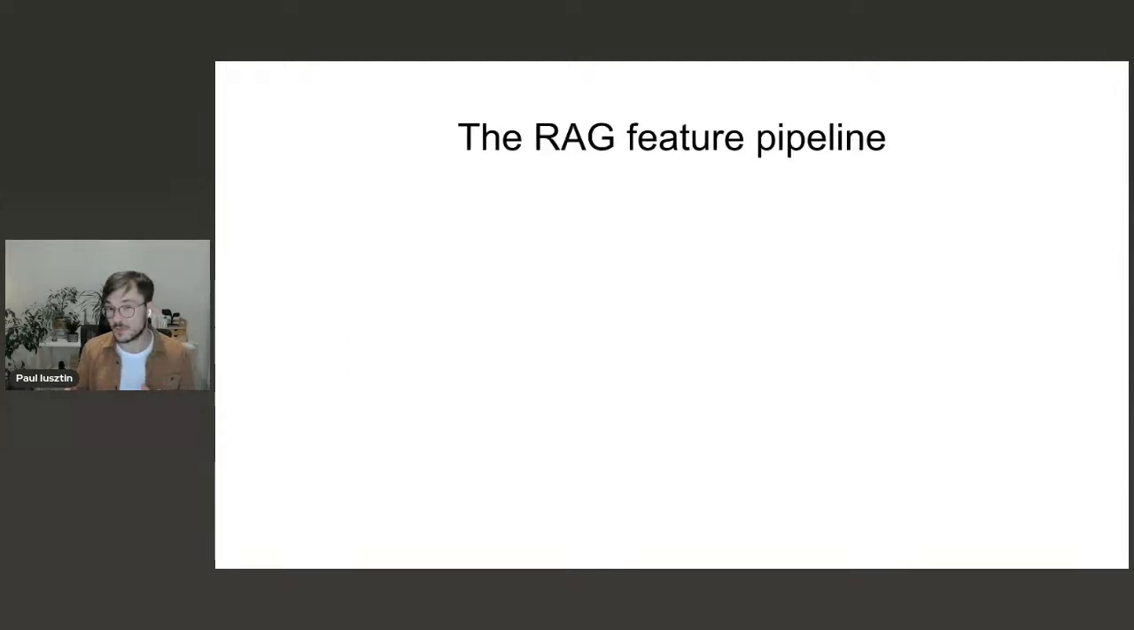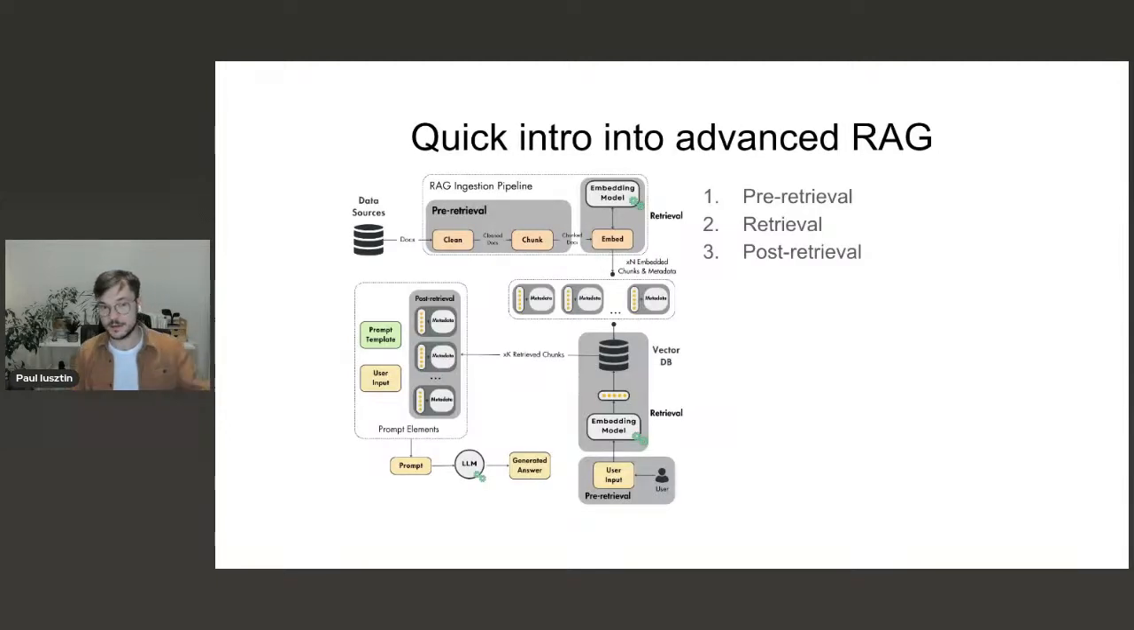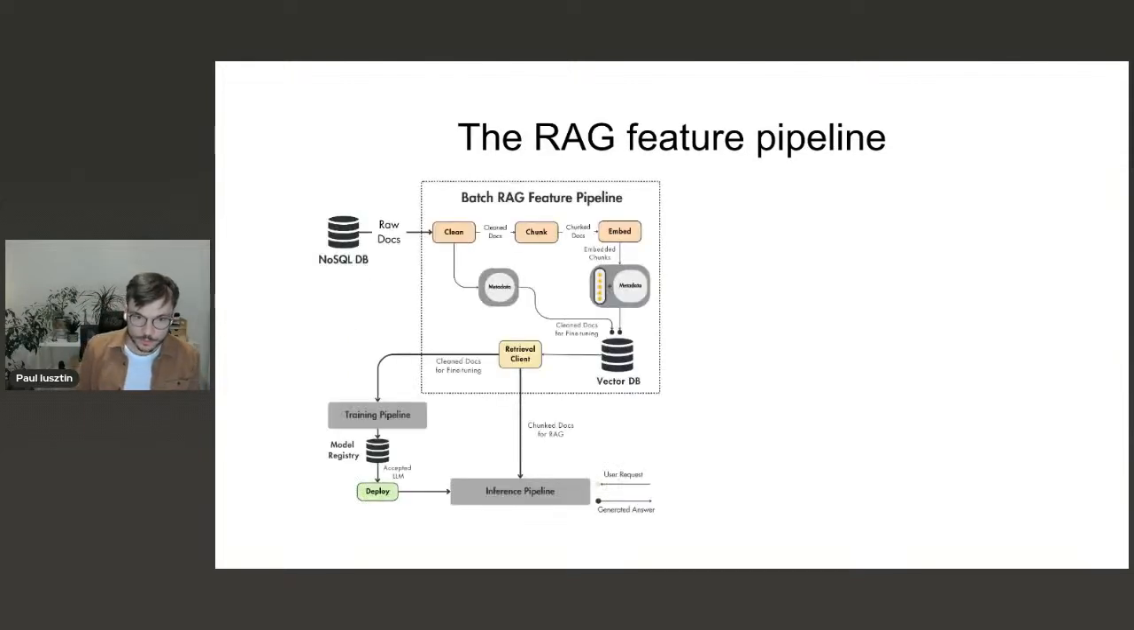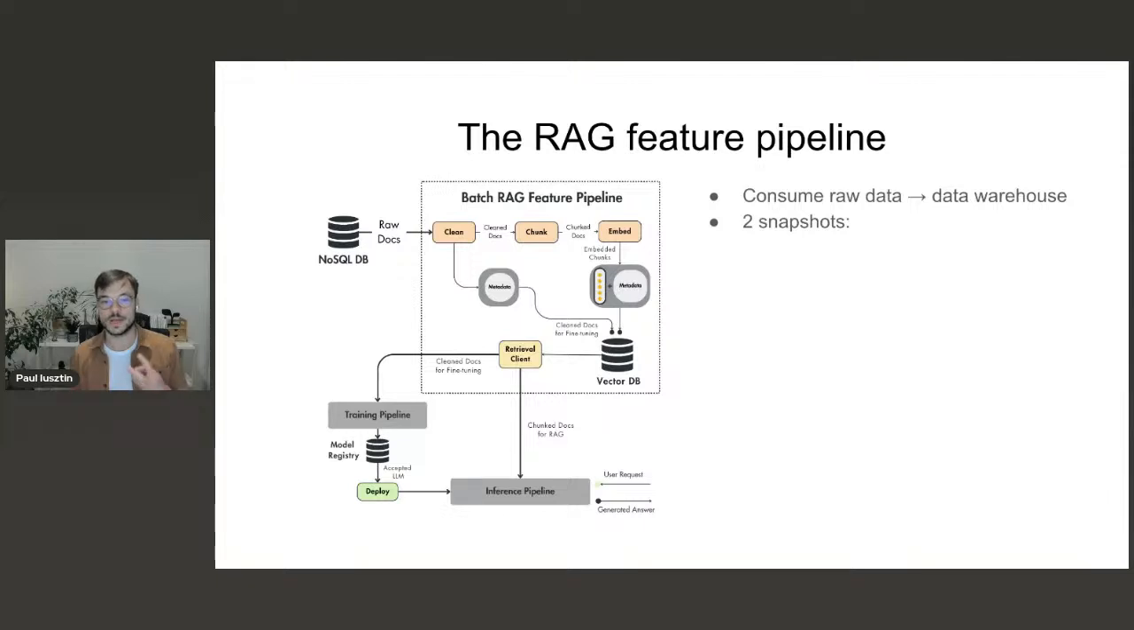Okay, so let's see what the RAG feature pipeline, aka the ingestion pipeline, from the standard system looks like. In our LLM twin use case, so we always come back to our LLM twin use case, as I said in the beginning, we consume raw data from the data warehouse, and we want to create two snapshots. One is clean data, which will be used for fine tuning, and the other is chunked and embedded data, which will be used for RAG in our particular use case.